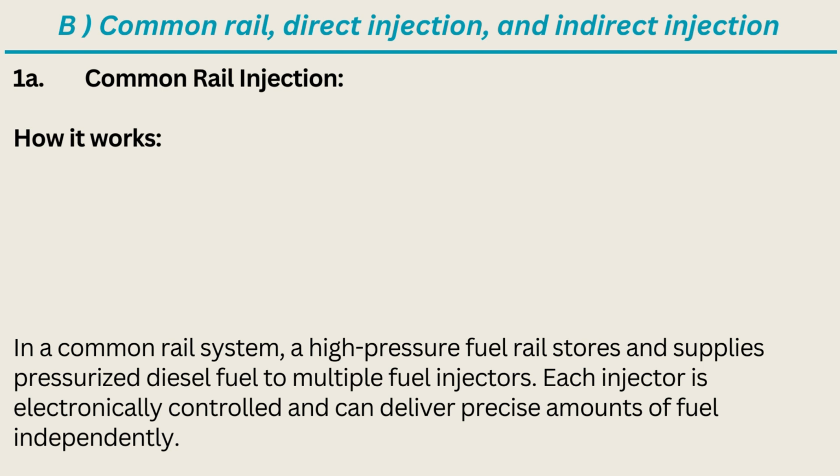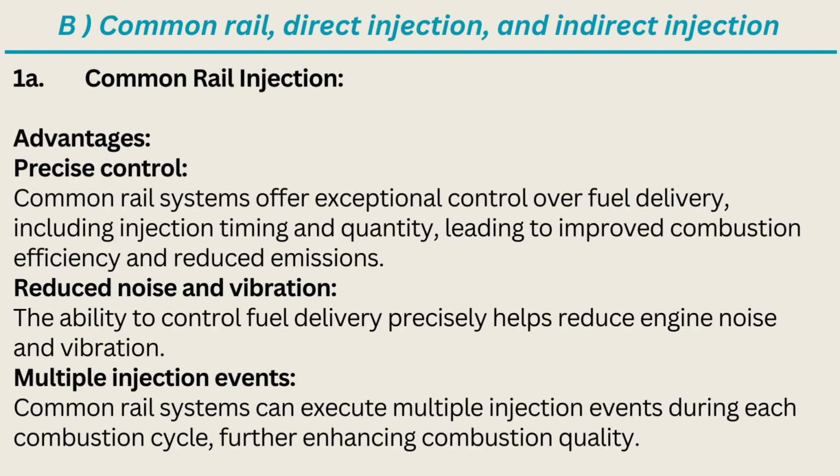In a common rail system, a high-pressure fuel rail stores and supplies pressurized diesel fuel to multiple fuel injectors. Each injector is electronically controlled and can deliver precise amounts of fuel independently. Advantages. Precise control. Common rail systems offer exceptional control over fuel delivery, including injection timing and quantity, leading to improved combustion efficiency and reduced emissions.